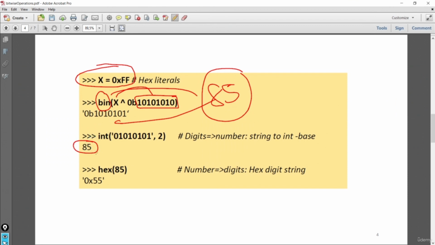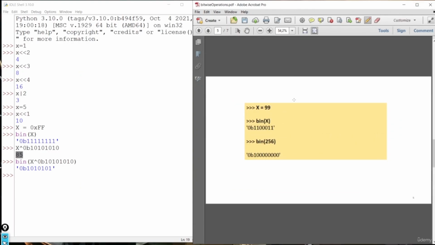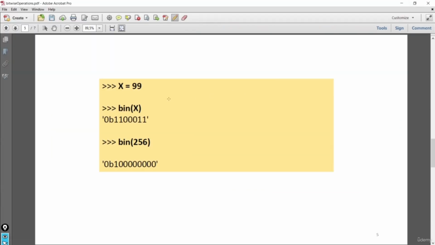85 can also be expressed in hexadecimal notation. We can convert 85 to hexadecimal numbers. Just typing hex in front of the 85, we get hexadecimal equivalent of 85. That is 55, 0x55. Okay, now we see another example. X is 99. We can obtain its binary equivalent using bin x.